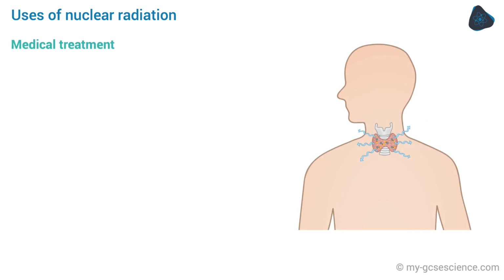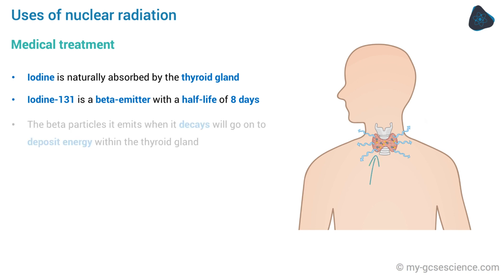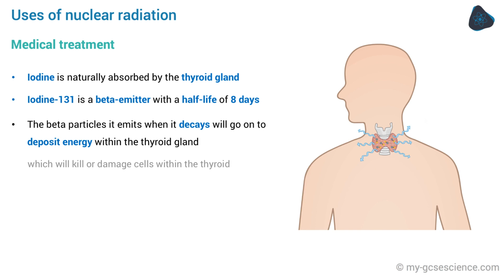Radioactive substances are also very important tools for medical treatment. Iodine is naturally absorbed by the thyroid gland. Certain conditions and diseases of the thyroid, including overactive thyroid and thyroid cancer, can be treated through the use of a tablet which contains iodine-131. When this unstable isotope of iodine is absorbed into the bloodstream, it starts to build up in the thyroid. The beta particles it emits when it decays will go on to deposit energy within the thyroid, which will kill or damage cells, treating the patient.